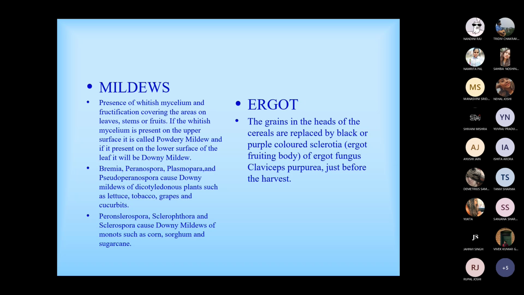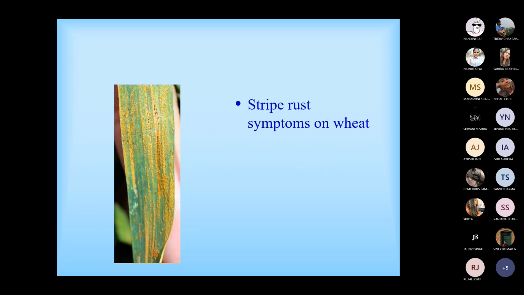So Plasmopara, Peronospora, Pseudoperonospora, all are the downy mildew fungi, right? They cause a lot of downy mildew diseases. Then we have ergot. The grains in the heads of the cereals are replaced by black or purple colored sclerotia. It is the ergot fruiting body of the ergot fungus, Claviceps purpurea, just before the harvest. So this leads to a reduction because these grains cannot be consumed by people. We need to discard them. They cause a lot of losses there.